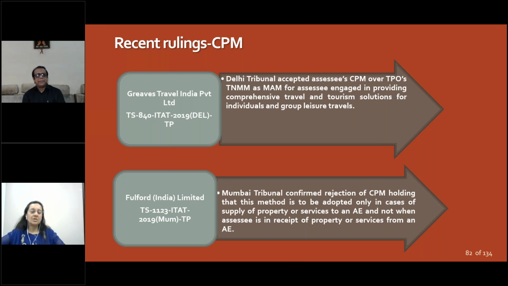So issuance of shares, from what I've understood, the Indian entity is subscribing to the shares of the subsidiary in Singapore. Or is it vice versa?